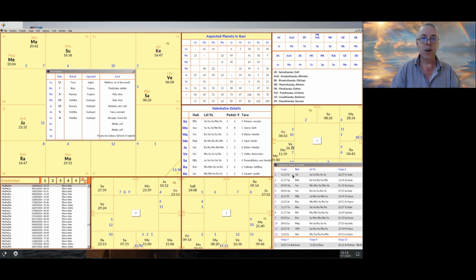That's going to do it for this look at the 12th house and karma in the horoscope.